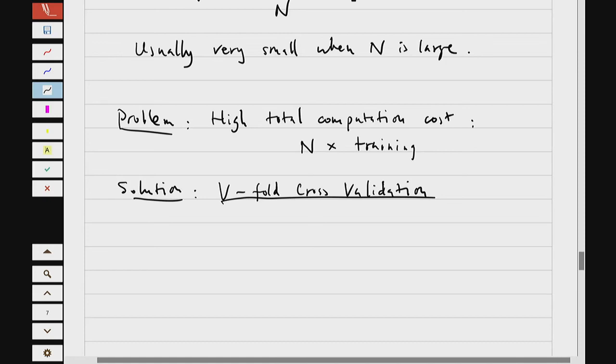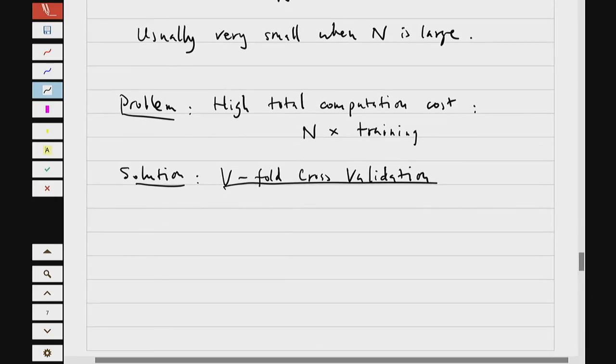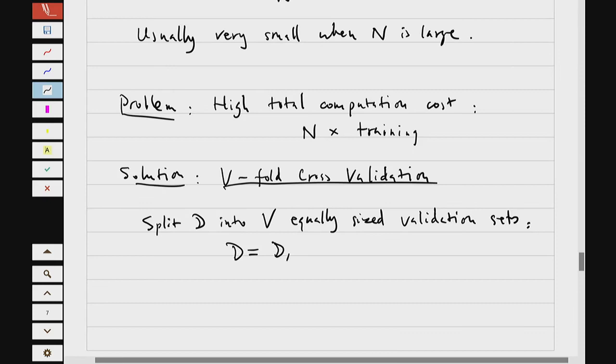You have to take out n divided by v data points every time, right? You just separate your data points into v groups and do the same thing. Yeah, so that's the idea. You split D into v equally sized validation sets. So D would be, say, D1 union D2, up to DV, I'm sorry, DV, yeah.